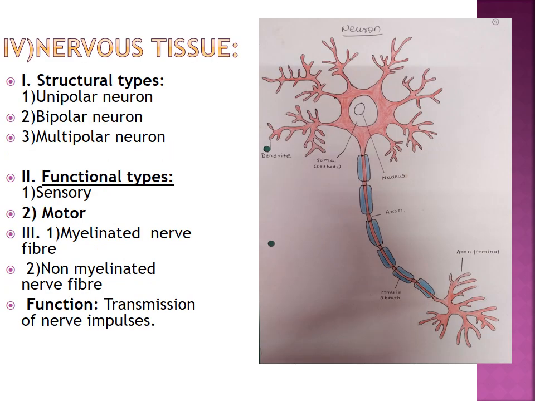Fifth tissue is nervous tissue. So the unit of nervous tissue is the neuron, and the neuron is made up of cyton, that is the cell, and the fibers which are present on the cyton are called dendrons, and the single fiber present is called the axon. And then there are various types like motor neurons, sensory neurons or mixed neurons. So the function of this nervous tissue is transmission of nerve impulses. Examples of nervous tissue are brain and spinal cord.